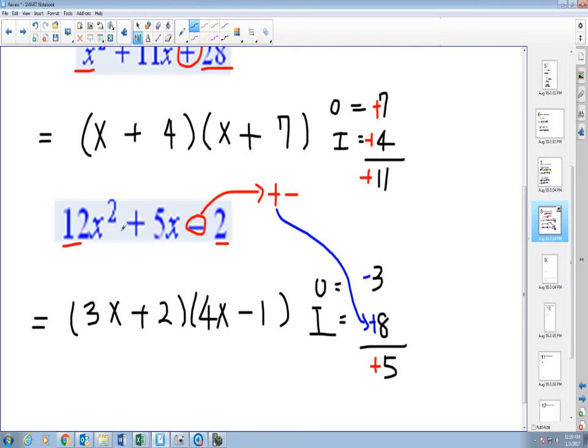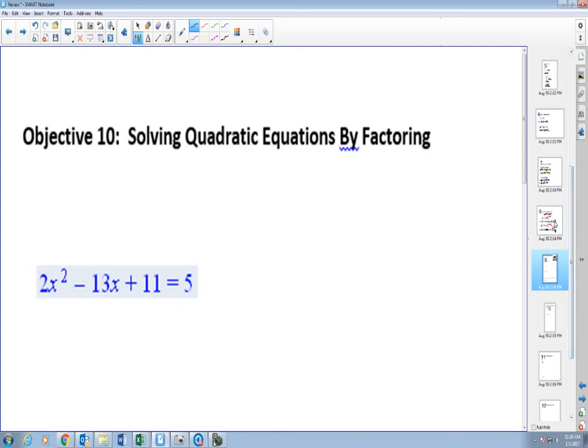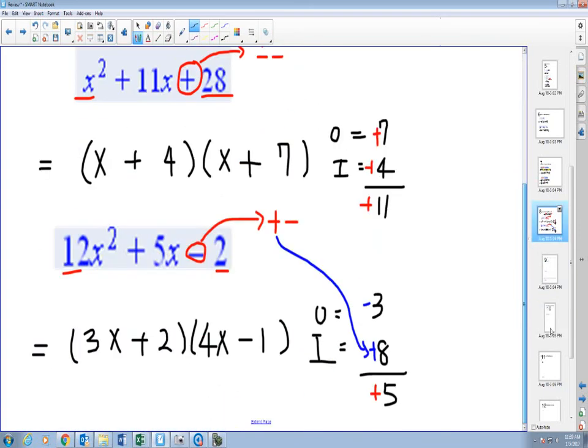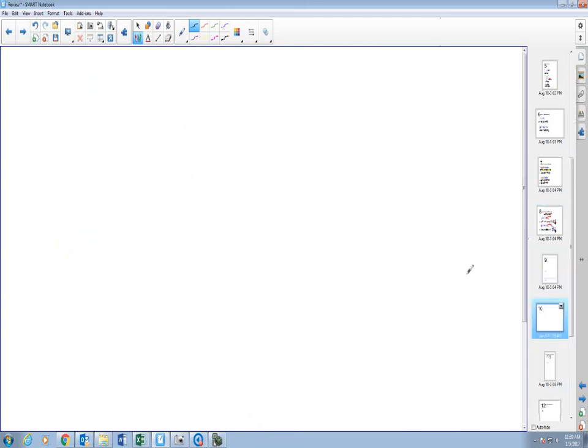Alright, let's do the special factorings. I'm going to focus on difference of squares here. So earlier we multiplied. Objective number 9. Oh, I'm missing one objective. I'm just going to write it out here for you.